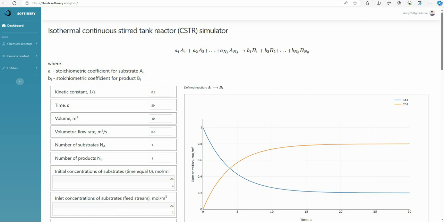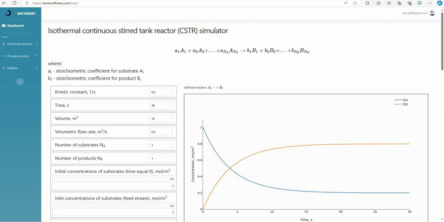In today's video, I will show you how to simulate a continuous stirred tank reactor in the Softinery web app. This is an application for the simulation of chemical engineering processes in a web browser. It's available under the address tools.softinery.com. Several models of chemical reactors have been implemented. One of them is the CSTR, which is the Continuous Stirred Tank Reactor.